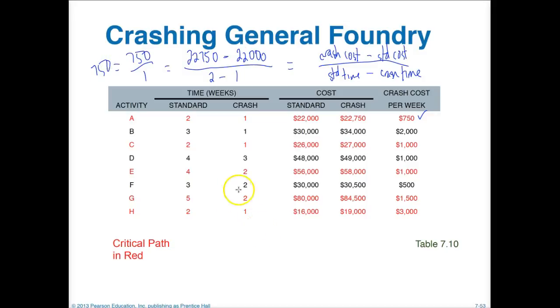And of course, we follow suit for all of the activities, and that's how we get the crash cost per week. The ones that are highlighted in red are the critical paths. In other words, these activities have to be done in the week that we have them scheduled in order for everything to work out okay.